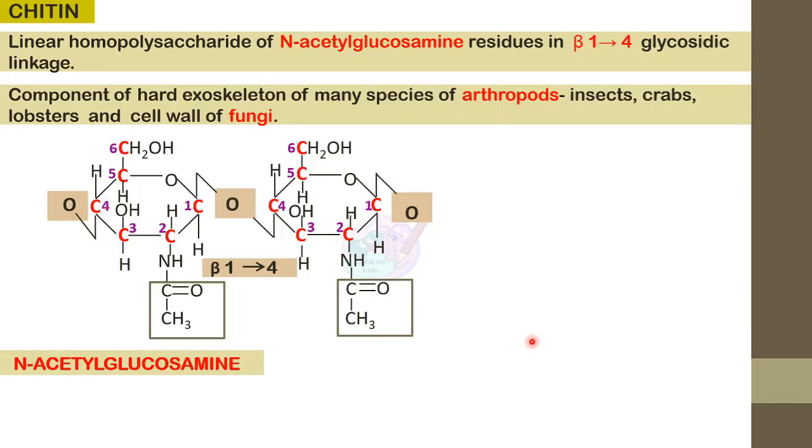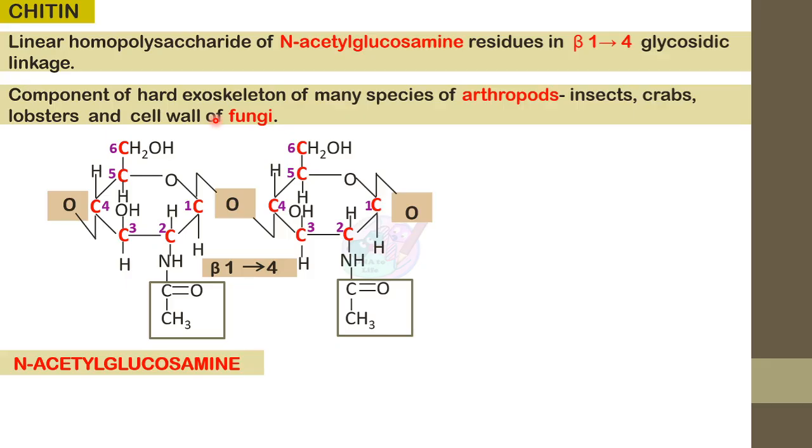Next one is chitin. Chitin is also a structural homopolysaccharide, and this is the second most abundant polysaccharide after cellulose. This is the polysaccharide of N-acetyl glucosamine, meaning glucose has an amine group and this amine group is acetylated. That's why it's called N-acetyl glucosamine. This is glucosamine which is acetylated, and the bond is similar to cellulose. Beta 1,4 linkage is also present here.